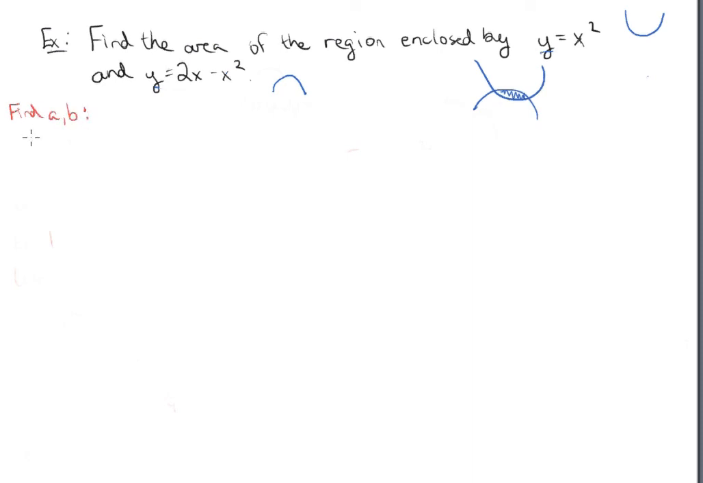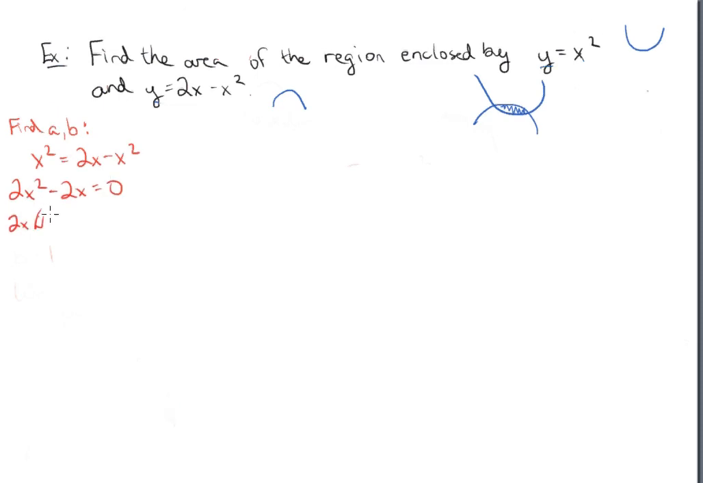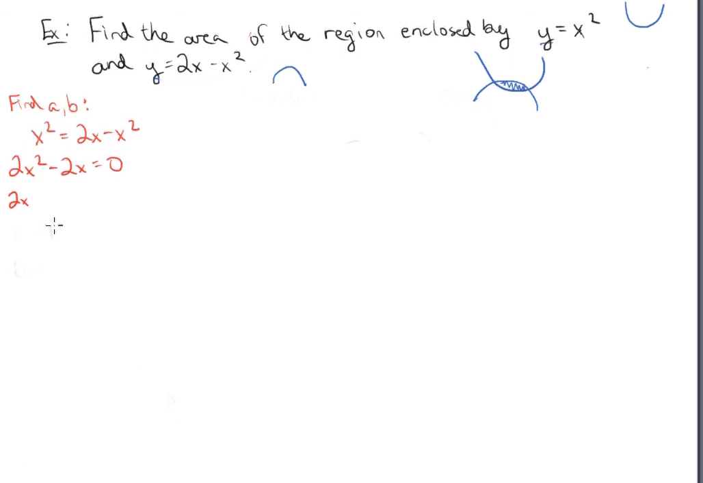So we set these two functions equal to each other. X squared equals 2x minus x squared. Move everything to the left. That's 2x squared minus 2x equals 0. Factor out a 2x, and I get x minus 1 remaining. So that means x equals 0 or x equals 1. So this left-hand point is x equals 0, and the right-hand point is x equals 1.